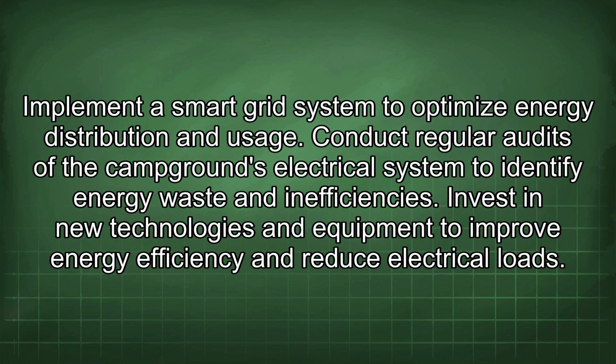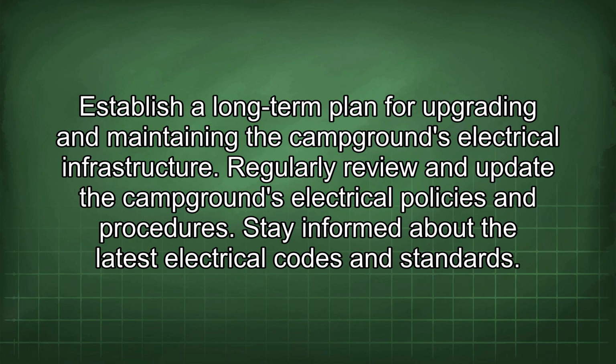Implement a smart grid system to optimize energy distribution and usage. Conduct regular audits of the campground's electrical system to identify energy waste and inefficiencies. Invest in new technologies and equipment to improve energy efficiency and reduce electrical loads. Establish a long-term plan for upgrading and maintaining the campground's electrical infrastructure.